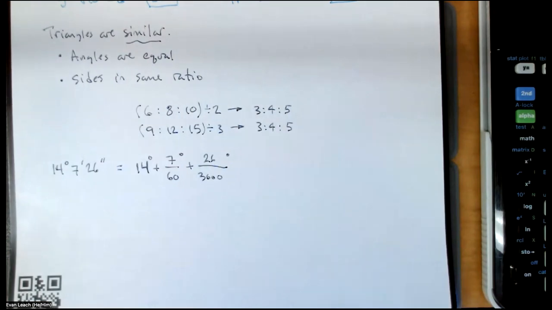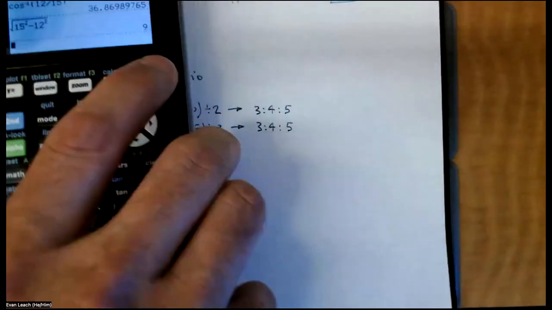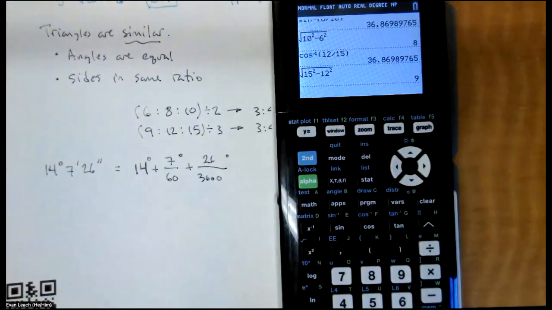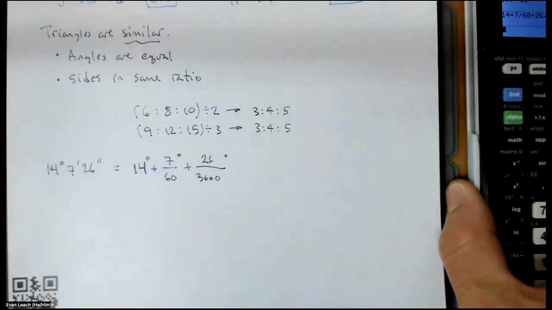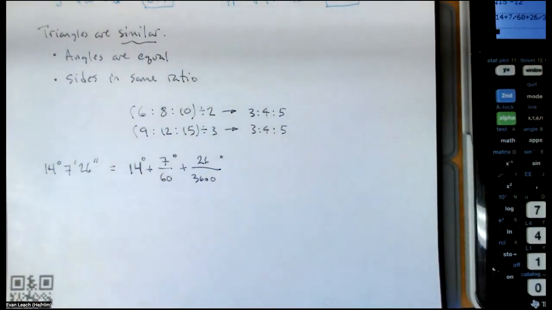Addition says we only add things that are the same, and when we add them, it doesn't change what they are. In this case, I want everything to look like degrees. 7 minutes is 7/60ths of a degree. 26 seconds is 26 3600ths of a degree. Then I can just grab my calculator and ask, what is 14 and 7/60ths and 26 3600ths? And we get 14.123, a bunch of 8s and a 9. It's probably 8s all the way down after that.